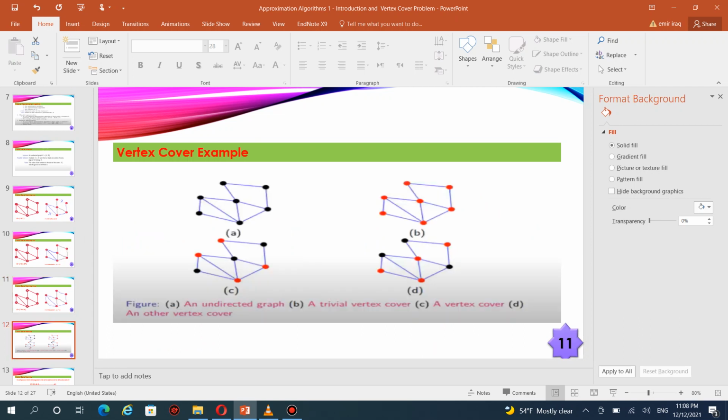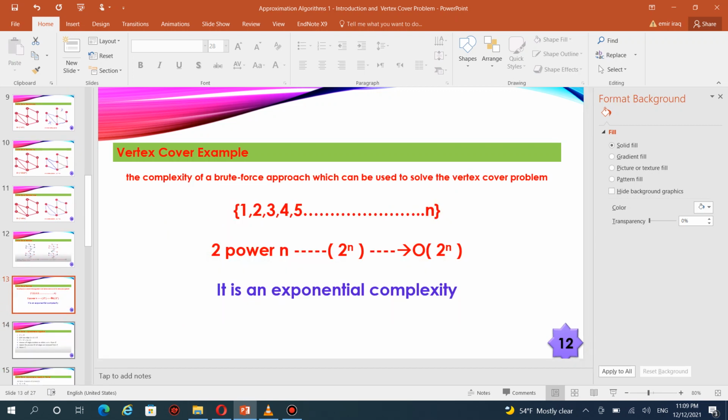In the next slide, we will see example A. This is the graph without selecting any edge. In B, we will select a triangle of vertices because we are selecting all edges. This is not minimal; this is maximum. In C and D, we will select just four edges to solve this problem, and it will be a vertex cover.